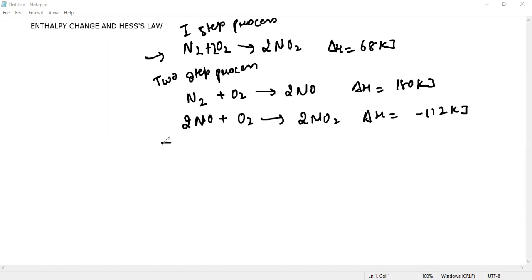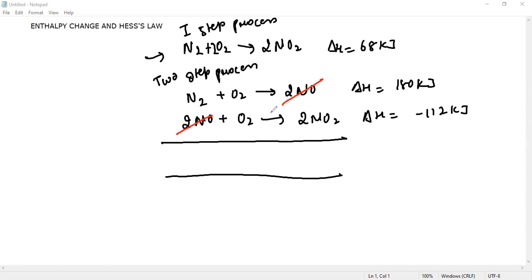So let's go ahead and add these two equations here. You can see you have 2NO on this side and 2NO on this side. This is the right hand side, this is the left hand side. So you can go ahead and cancel them just like you do in a mathematical equation. Let's say you have x plus y is equal to 2z and then let's say 2z plus x is equal to y. Then you can get rid of this, and then you can get rid of this. So they behave like the same mathematical equation.